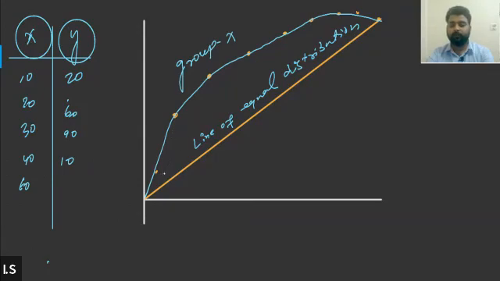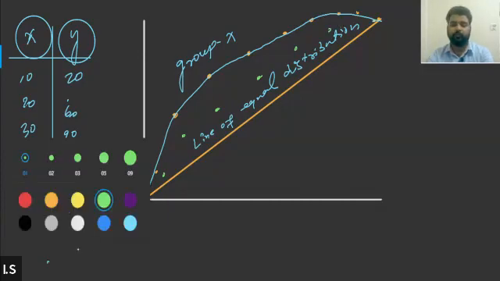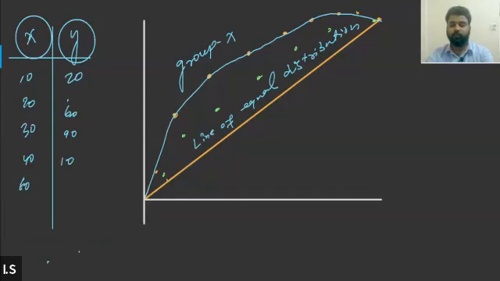And when I plot those values, this kind of graph will be formed. This is how I have plotted all the values. And after plotting all the values, I'll connect all these values through a line. So this line indicates the dispersion of group Y from the line of equal distribution.